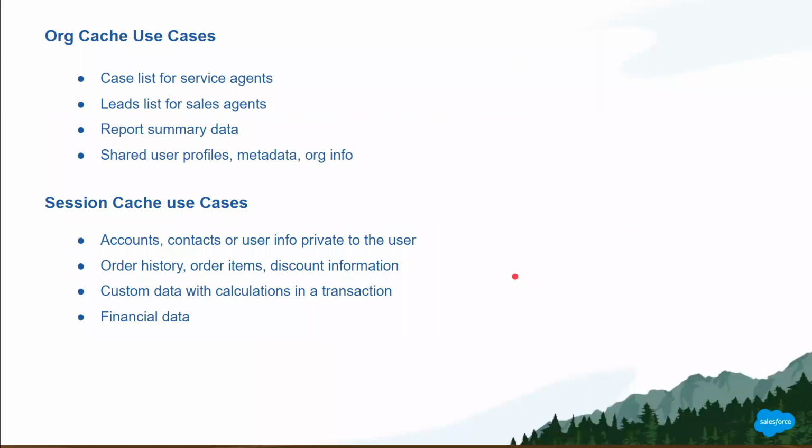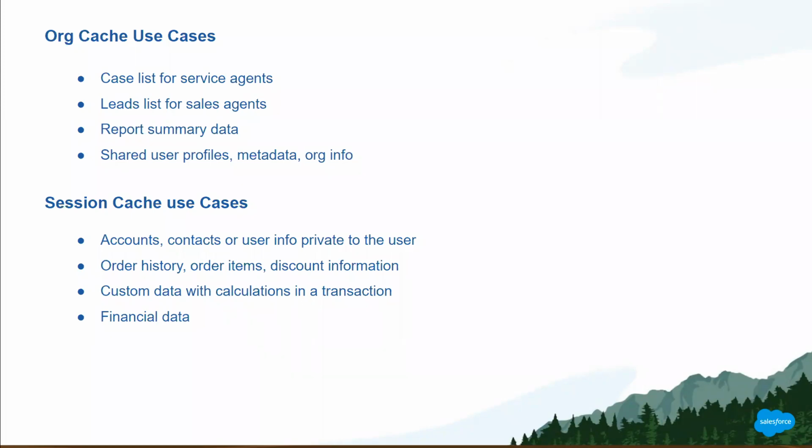And now I'll talk about the org cache use cases. We can use org cache for things like case lists for service agents and lead lists for sales agents, and we can use it for report summary data, shared user profile and metadata, and org info.